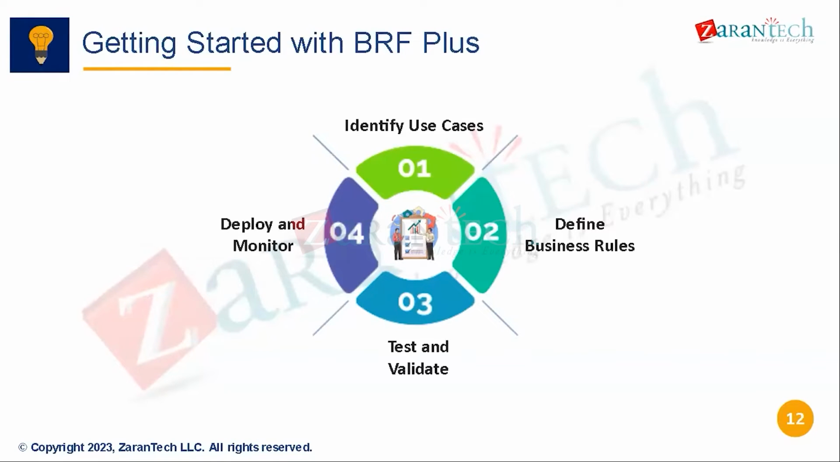Use cases, define business rules, deploy and monitor, and test and validate. Same as any other object: create a new object, gather the business requirement, which is identify the use case, create a new application, a new ALV report, define business rules, test and validate by technical unit testing by the developer, functional testing and system testing by the functional team members, deploy it to production and monitor. Same as any other object.